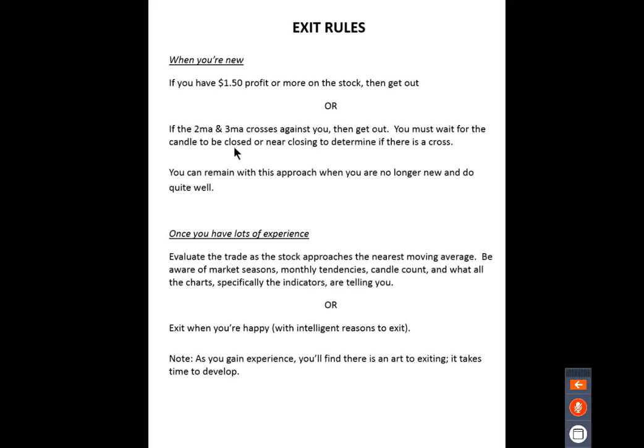You've got to wait for the candle to close or very near closing to determine if there's a cross. So if you're in on the daily chart and the very next one crosses down midway through the day, that's not near the closing. You've got to sit through that. And you can remain with this approach when you're not new, and you can really do well.